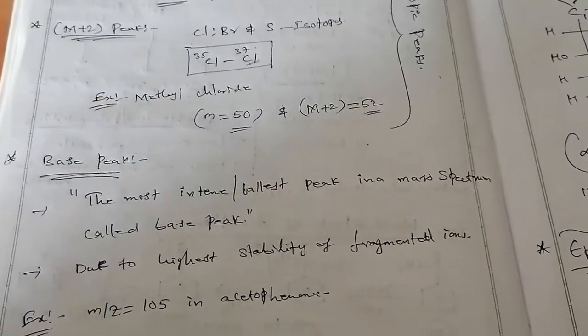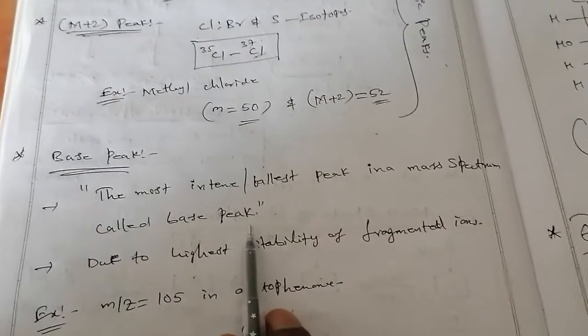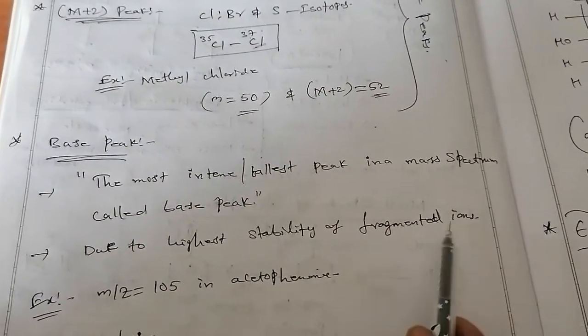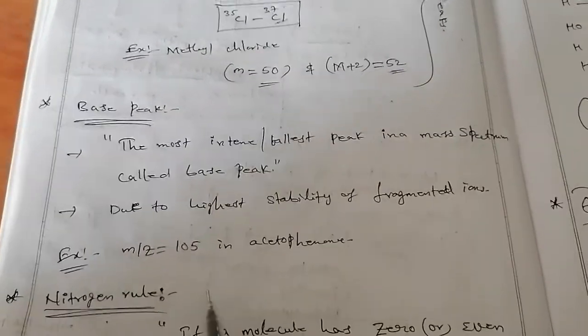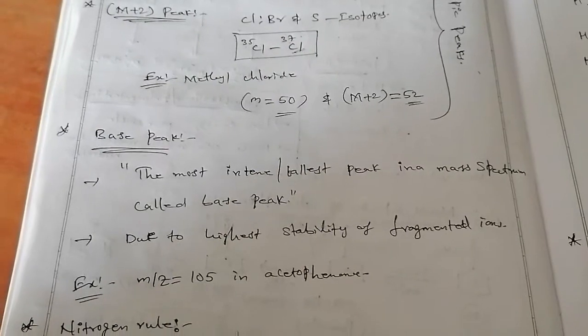I already explained the base peak also. The most intense or tallest peak in a mass spectrum is called the base peak. This is due to the highest stability of the fragmented ion. For example, in acetophenone it is m/z 105, as I explained in the acetophenone mass spectrum.